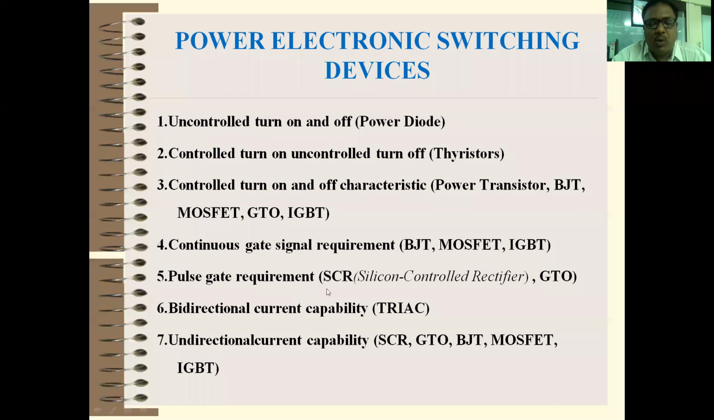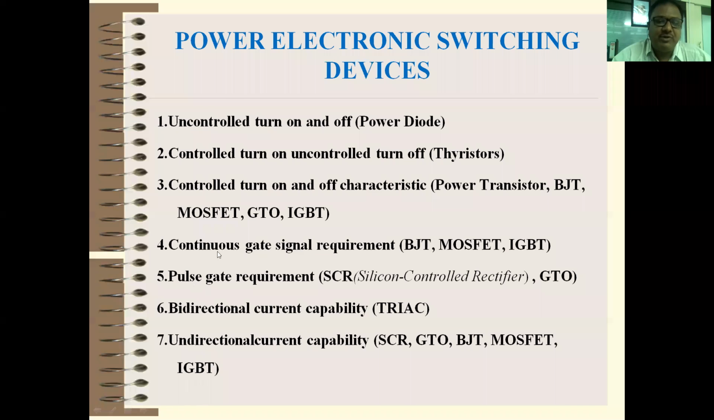Then pulse gate requirement, like SCR or a GTO, requires a pulse gate. Once you apply a particular pulse, that device turns on and it remains on. After that, if you remove the gate bias, the device remains on. Then bidirectional current capability: triac. These triacs are used in an AC stabilizer or maybe an AC to AC controller. Then unidirectional capability: SCR, GTO, BJT, MOSFET, IGBT, etc.